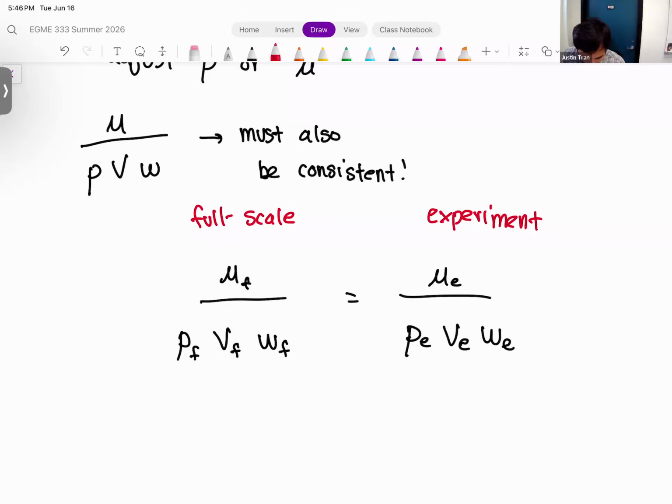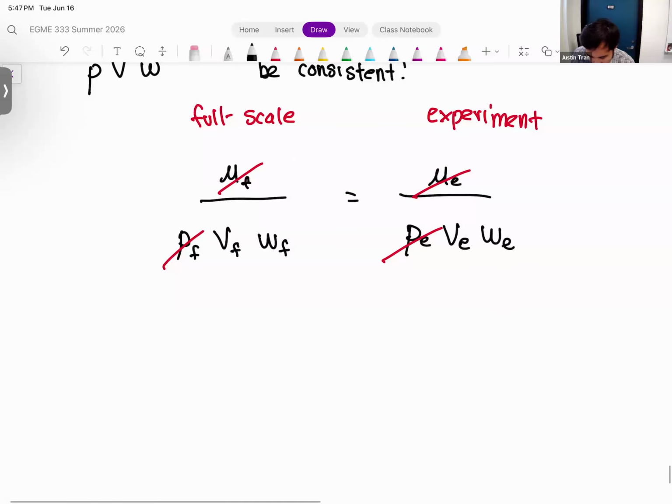All right, so we've already said that it's not practical for us to adjust the density or the viscosity. And so we're going to assume that that's going to be the same in both scenarios, and we're just going to cancel those out, because it's not practical to change those. So that means what's left is the following. And I'm just going to go ahead and invert this too, just because I know they're both in the denominator. But we have v_f w_f has to equal v_e w_e.